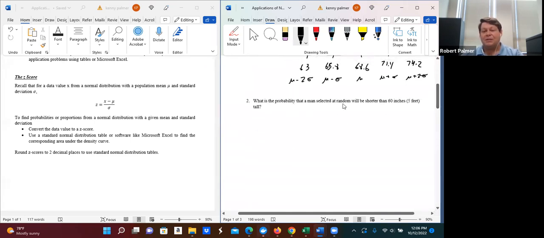What's the probability that a man selected at random will be shorter than 60 inches, 5 feet tall? So the probability that X is less than 60. What I want to do then is convert this to a z-score.